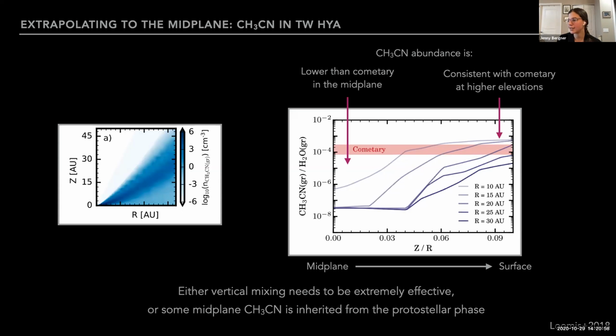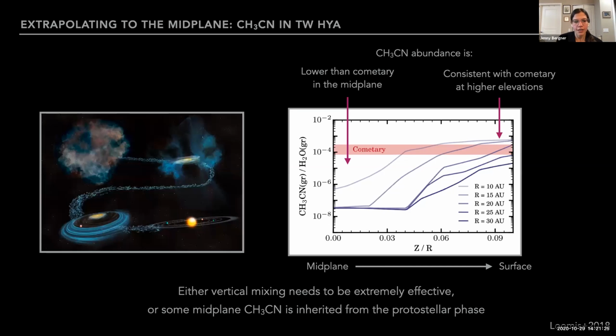So this is quite interesting because it's telling us that in this particular case, either we need vertical mixing to be extremely effective such that the midplane population is basically comparable to the abundances that we have at higher elevations, or our disk needs to have inherited some midplane material from the protostellar phase that will boost this methyl cyanide abundance into better agreement. So with a modeling framework like this, we can begin to address this question of interstellar inheritance and the role that chemistry in the disk versus chemistry in these previous evolutionary stages is playing.